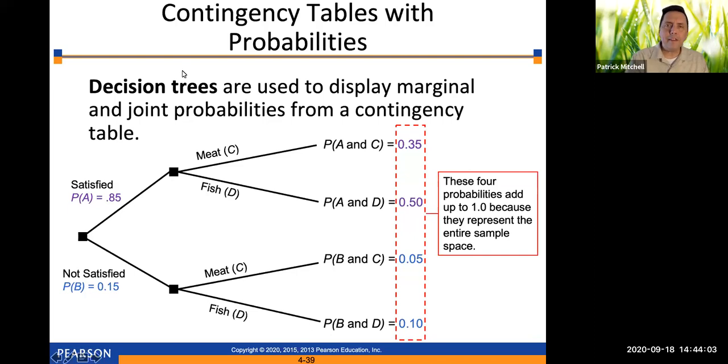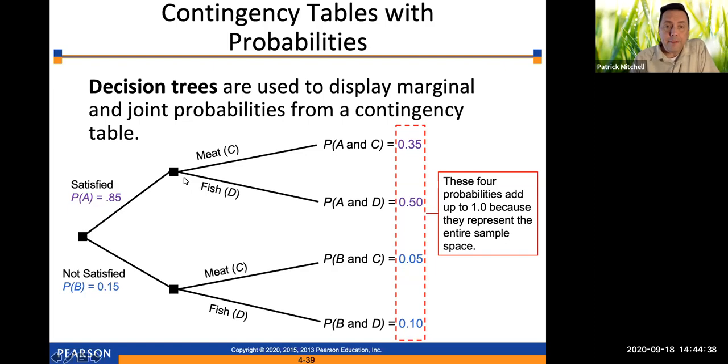All right, so this is called a decision tree or just a tree diagram. And I'm going to be using one of these a little bit later to simplify something that I think is going to sound kind of complicated at first. So the idea is that you pick a customer and first note whether they're satisfied or not satisfied. The probability that the person is satisfied is 0.85. The probability they're not satisfied is 0.15.